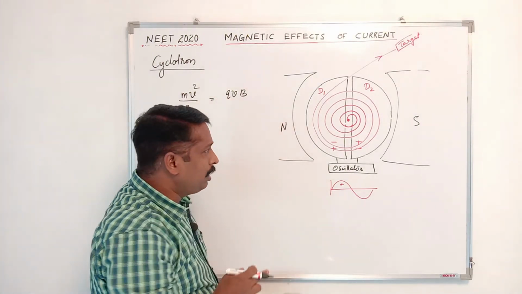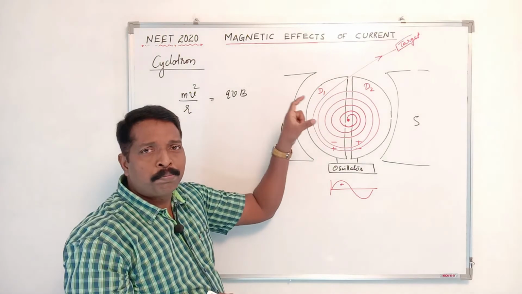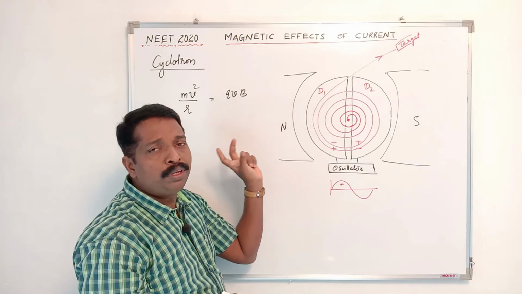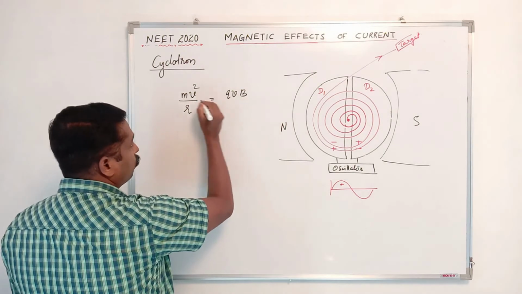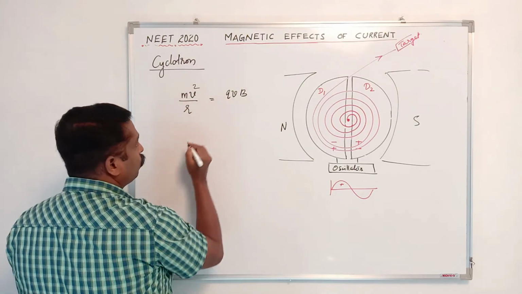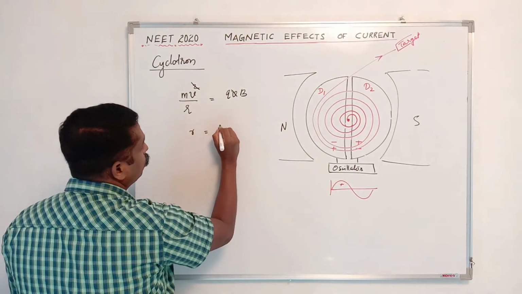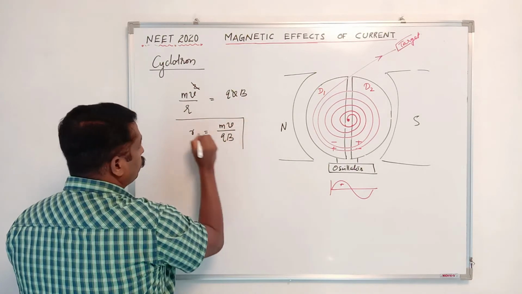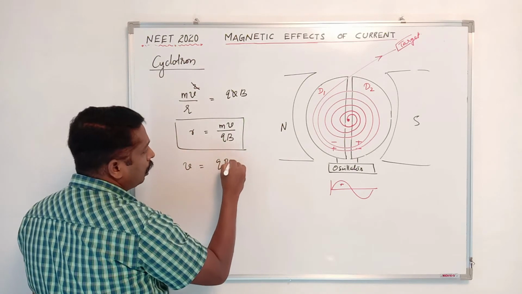Here the magnetic field is so arranged that it is always perpendicular to the direction of motion of the charge. That means qvB sin 90, so the maximum Lorentz force is obtained. Then mv squared by r is equal to qvB. The v cancels, then r is equal to mv by qB. This is called the radius of the cyclotron, and velocity is equal to qBr by m.